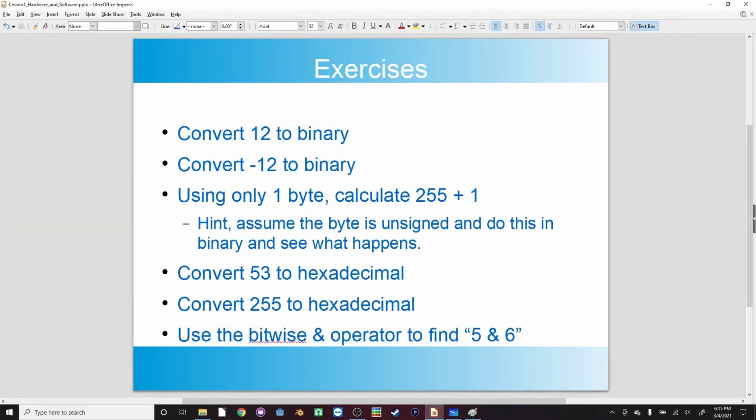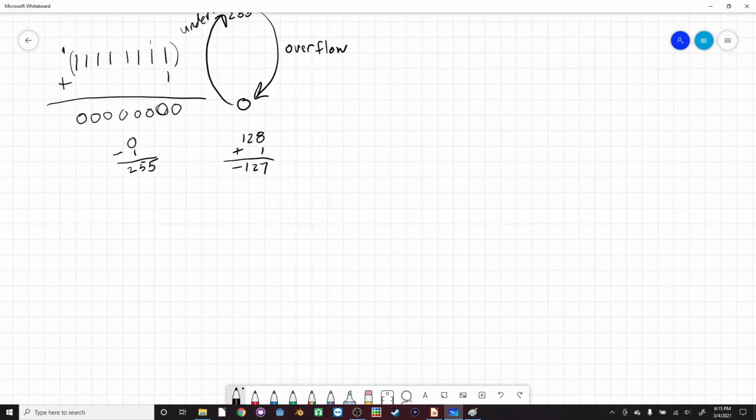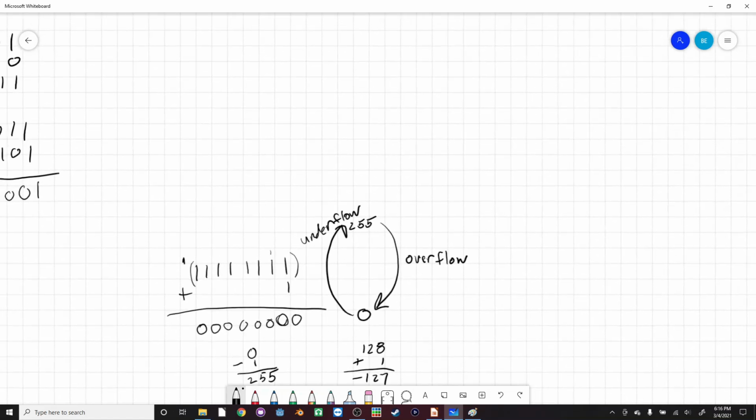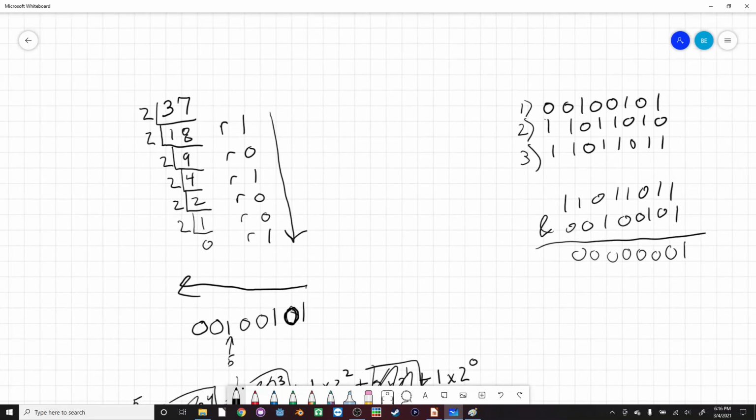So let's do the bitwise AND operator to find 5 and 6. So let's first write out 5. What is 5 in binary? Okay. Let's see. 0, 1, 2, 3, 4, 5. So it should be... I'll just use 4 bits. And then 6 should be 0, 1, 1, 0. I think that's 5. Yep, this should be right.